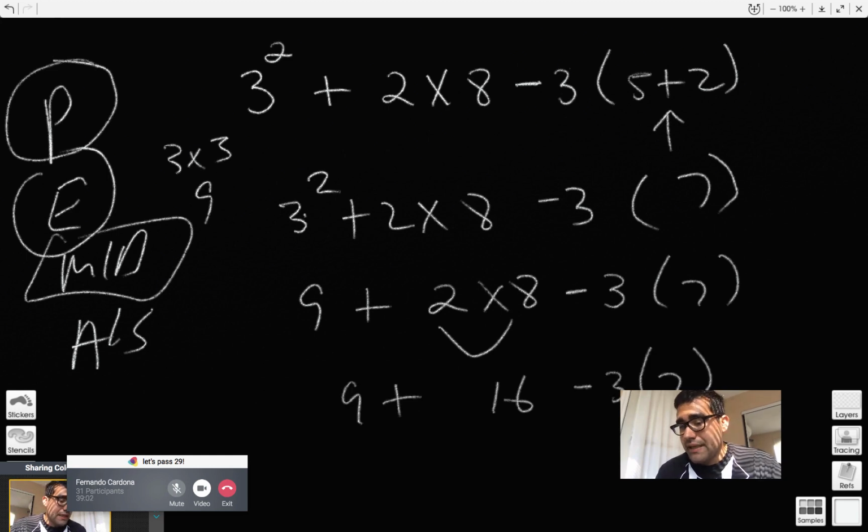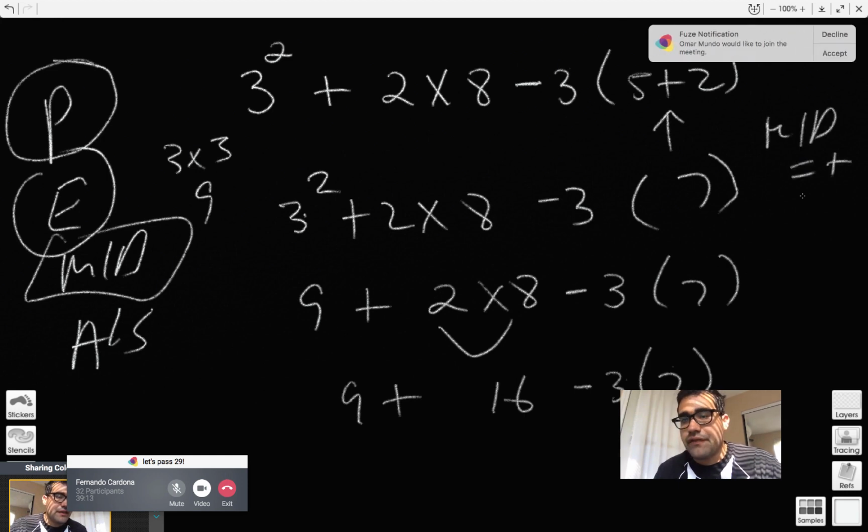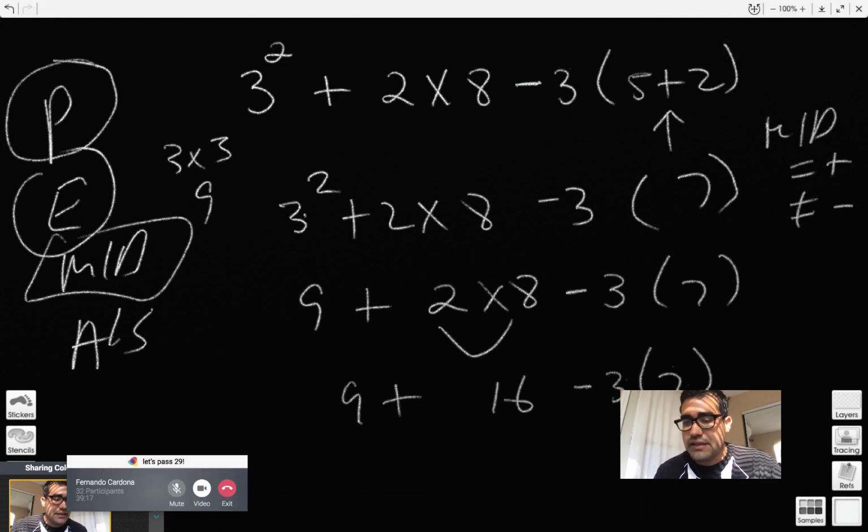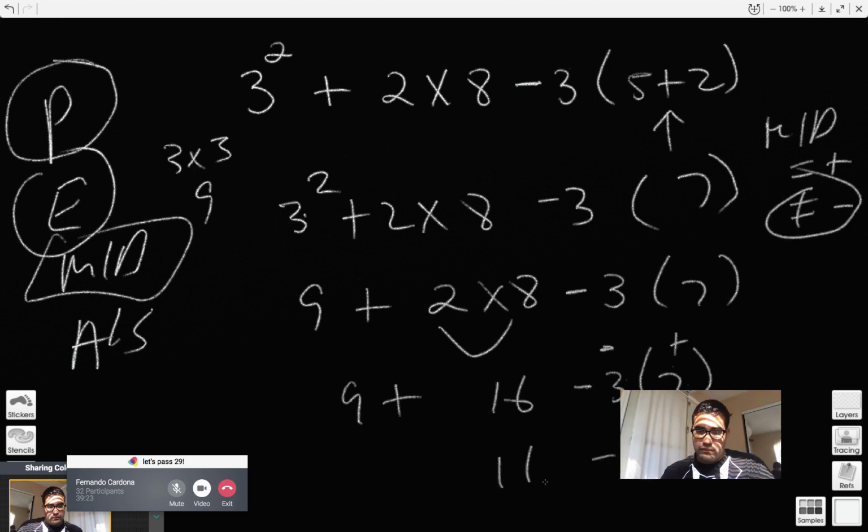Now we have to multiply this. That's a multiplication. A number next to a parenthesis is a multiplication. 3 times 7, 21. Multiplication and division: same signs positive, different signs negative. They're different. This is negative, this is positive. And now you add and subtract from there down.